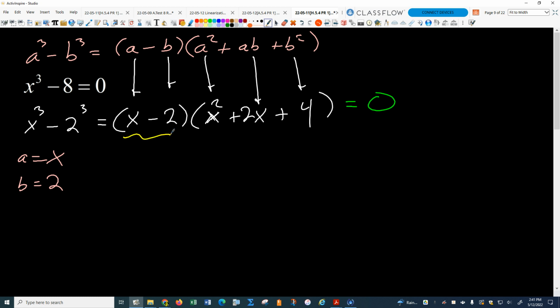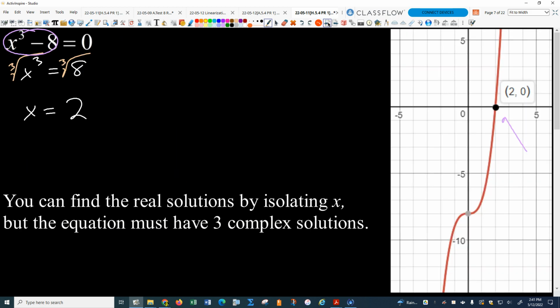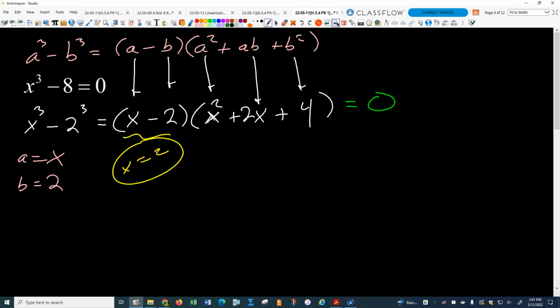So the first zero is easy. We get x equals 2, which is the same one we got last time, right? We got x equals 2, which was our one real zero. That's our x-intercept. But look what else we're getting here. We're getting this quadratic factor. We've got to find the zeros of that. You might be tempted to try to factor it. Don't waste your time. It's never going to work.